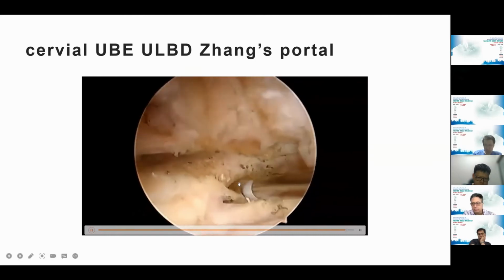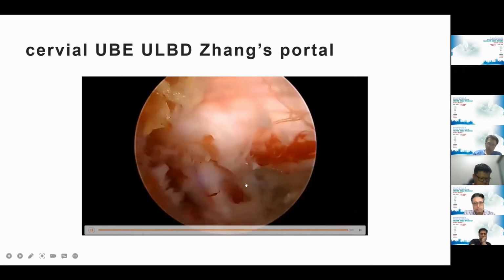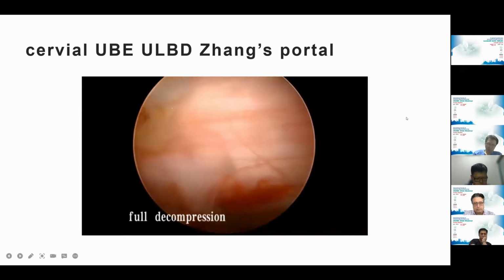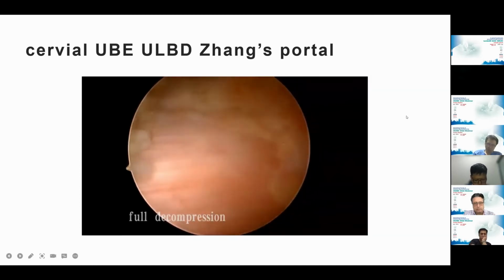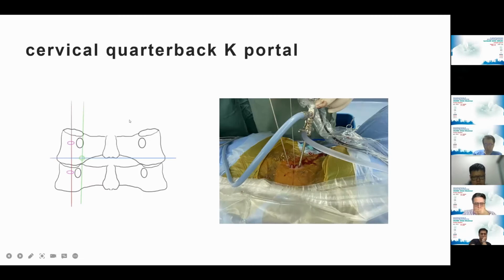Then we can see the contralateral side of the facet joint and V point. In this case, we also do the keyhole, the ipsilateral keyhole. So we published the transportal article. And the quarterback keyhole portal, I think, is also important for the cervical discectomy case.